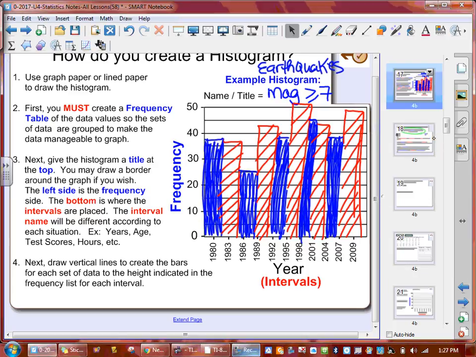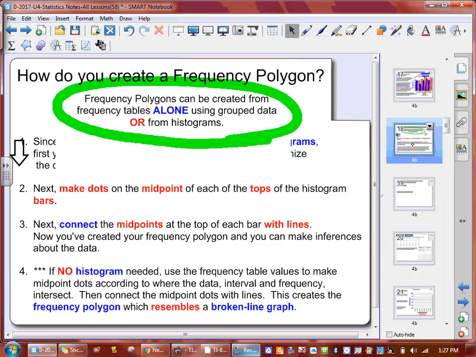Okay, so now that we've got our histogram created, all of our bars are joined. We now take a look at the next page. You did write down how to create a frequency polygon. Well, first of all, these are 4 steps here for you on your own. Well, what do we actually do? We create the histogram. That was step 1.